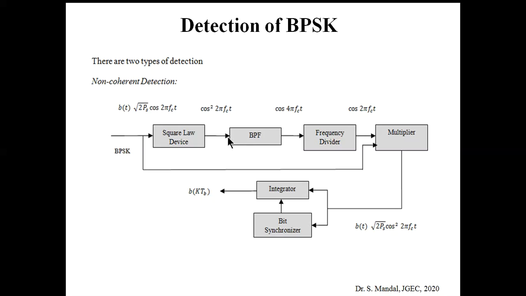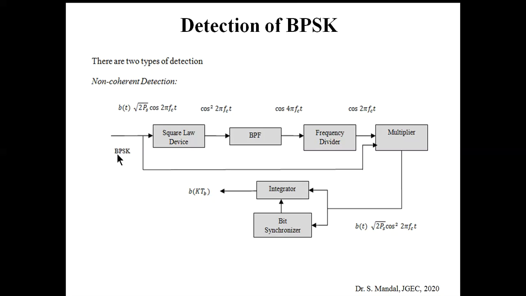First one is the square law device, next one is the BPF, next is the frequency divider, next one is the multiplier, and you can see that the inputs of the multiplier are the initial BPSK and the output of the frequency divider. The output of the multiplier goes to both the integrator and the bit synchronizer, and ultimately the output of the integrator is nothing but the corresponding demodulated bit or signal. So let's see how non-coherent detection operates.